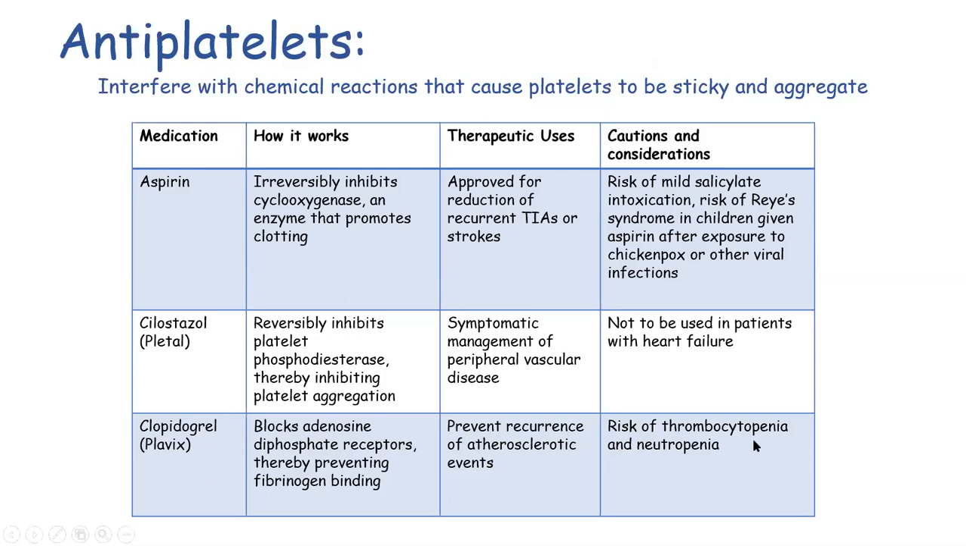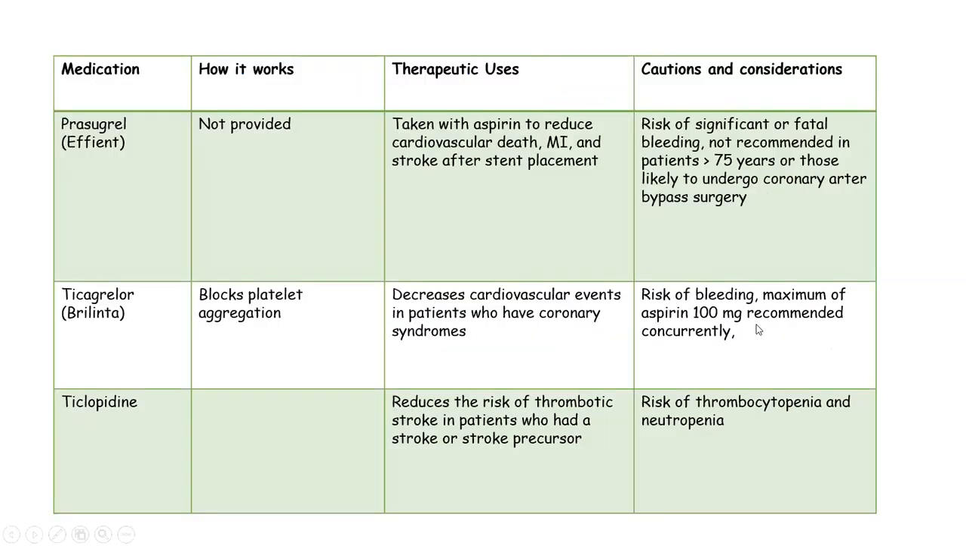Just like heparin, it can cause thrombocytopenia and neutropenia. Neutropenia is with white blood cells and thrombocytopenia with platelets. And then we have Pletal, which is cilostazol. The main thing is you can't use it if a patient has heart failure. The ones that you need to remember are a baby aspirin, never in a child under 18, and then clopidogrel. That's the most common one dispensed in community and hospital pharmacy.